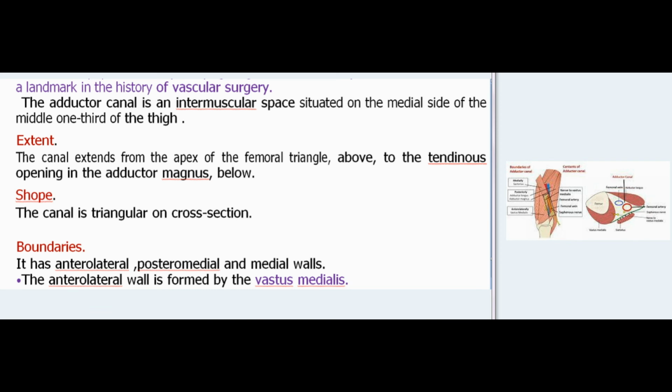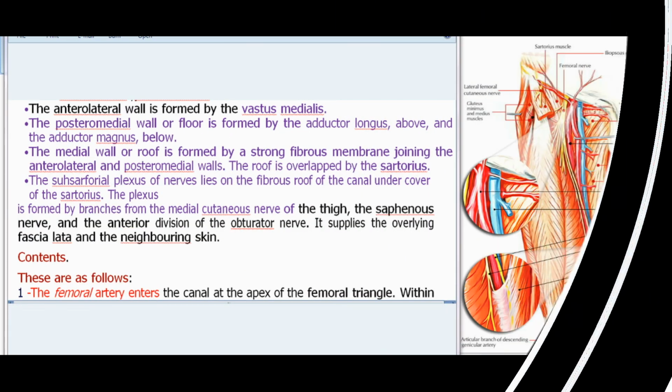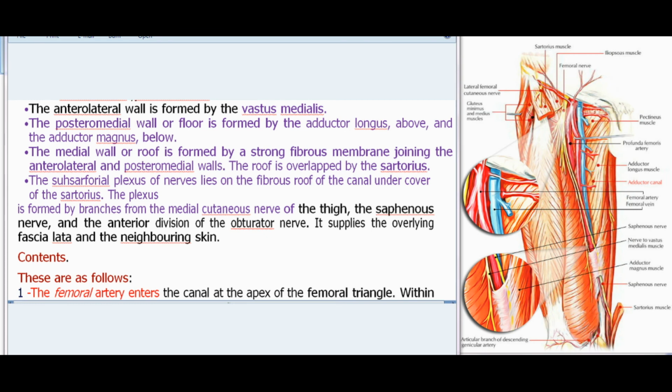Extent. The canal extends from the apex of the femoral triangle, above, to the tendinous opening in the adductor magnus, below. Shape. The canal is triangular on cross-section. Boundaries. It has anterolateral, posteromedial and medial walls. The anterolateral wall is formed by the vastus medialis. The posteromedial wall or floor is formed by the adductor longus, above, and the adductor magnus, below. The medial wall or roof is formed by a strong fibrous membrane joining the anterolateral and posteromedial walls. The roof is overlapped by the sartorius.